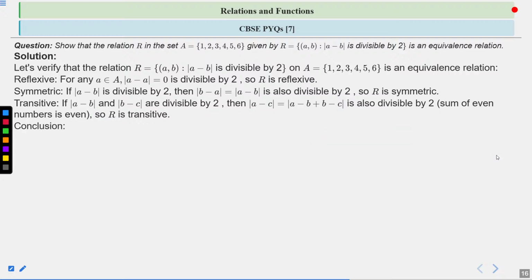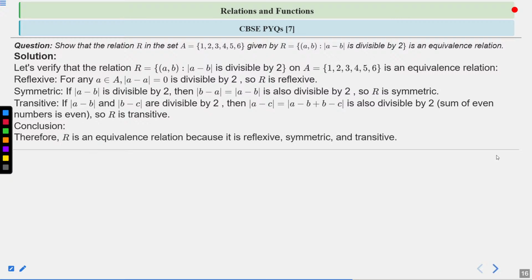So in conclusion, R is an equivalence relation because it is reflexive, symmetric and transitive. Got it? Okay, let us move to the next question.